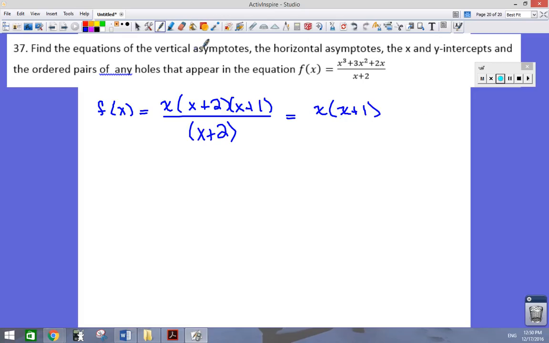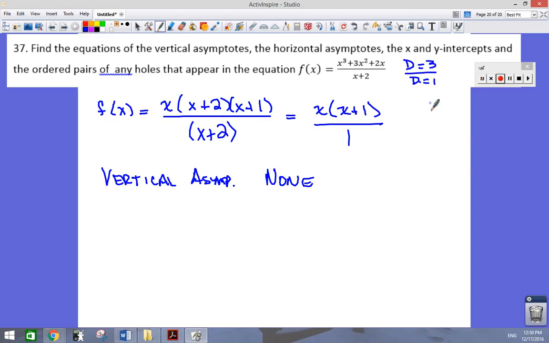It wants me to find the vertical asymptotes. Well, with this canceling, there is no variable left in the denominator, so there is no vertical asymptote. And for horizontal asymptotes, we compare the degree of the numerator against the degree of the denominator. The degree of the numerator is 3, the degree of the denominator is 1, so it's top heavy. So there is no horizontal asymptote.